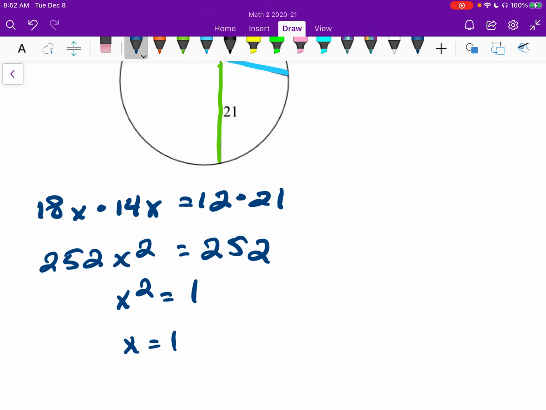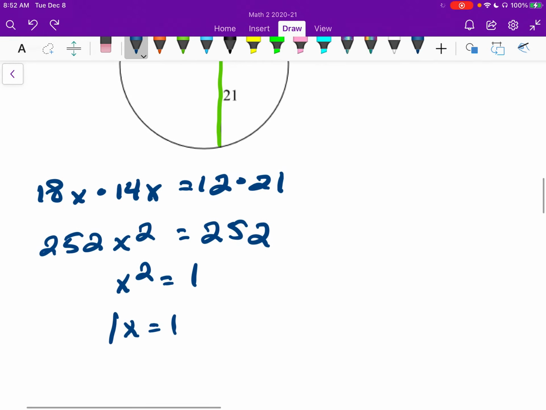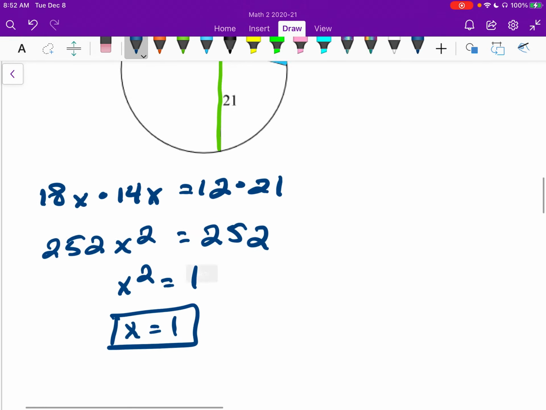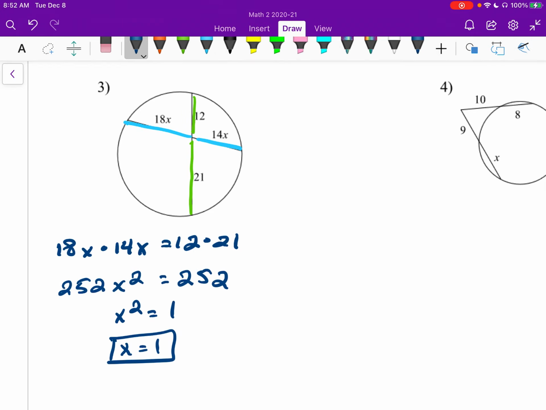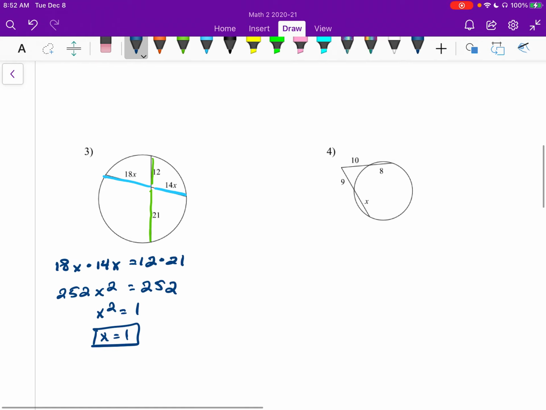Remember, whenever we take a root, we normally have to have a plus or minus there. But because we're talking about geometry, and it doesn't make a whole lot of sense to have a negative, we're going to leave it as just 1. All right, what was I supposed to find? Still x? Yep, all right, so we're good.